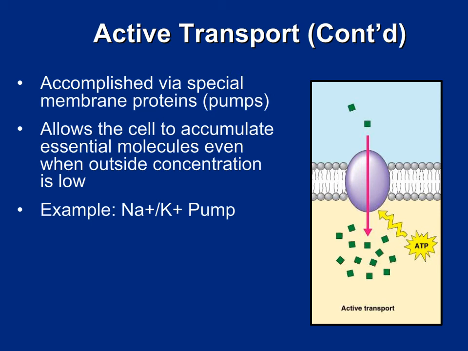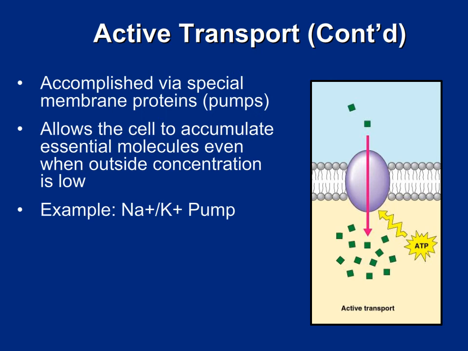So one example of active transport is something called the sodium-potassium pump. The sodium-potassium pump is literally a membrane protein that pushes all the sodium from inside the cell to the outside of the cell and takes all the potassium from outside the cell and puts it inside the cell. And not only does this move things against their concentration gradient, but it also moves them against their electrical gradient.